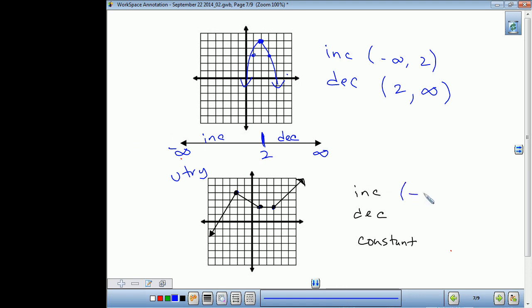Okay, for increasing, did you get from negative infinity to negative 2? Yep. For decreasing, did you get from negative 2 to 1? Yep. Constant from 1 to 3? And then increasing again from 3 to infinity.